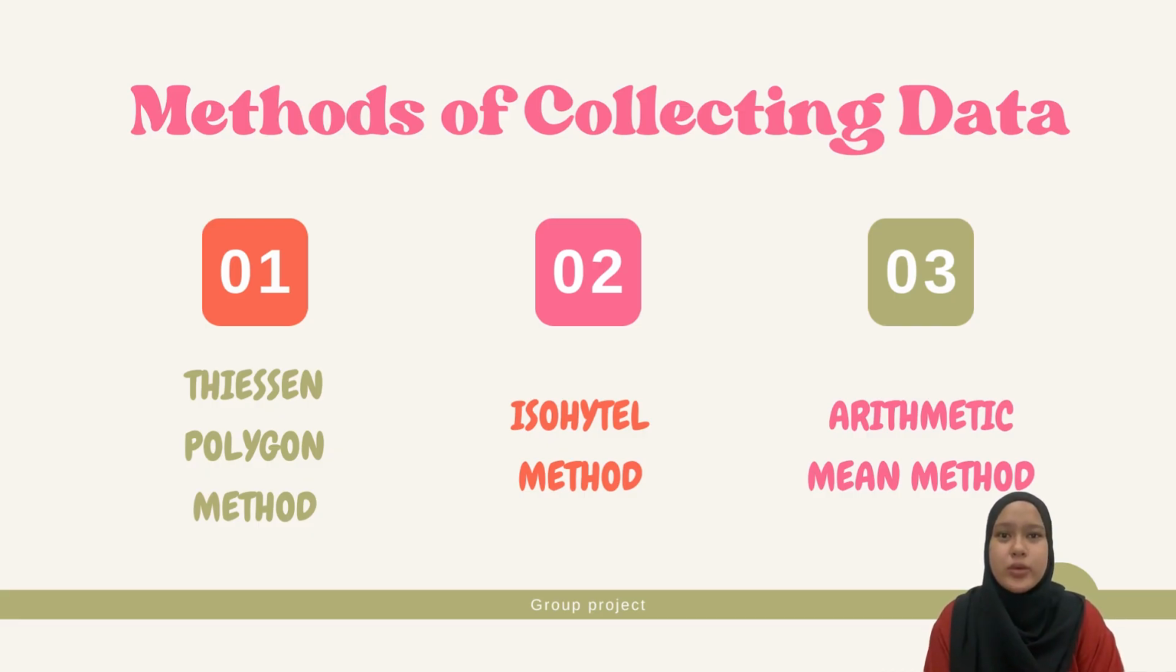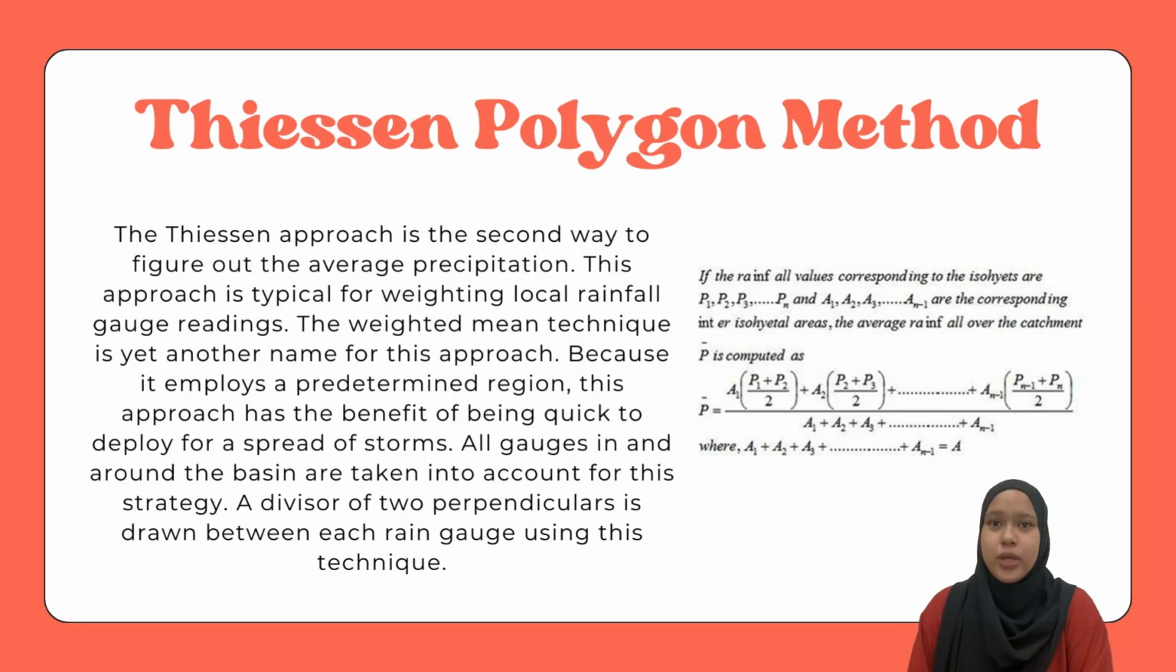For collecting data, we use three methods, which are the Thiessen polygon method, the isohyetal method, and the arithmetic mean method. For the Thiessen polygon method, the Thiessen approach is the second way to figure out the average precipitation. This approach is typical for weighting local rain gauge readings. The weighted mean technique is yet another name for this approach because it employs a predetermined region. This approach has the benefit of being quick to deploy for a spread of storms. All gauges in and around the basin are taken into account for this strategy.